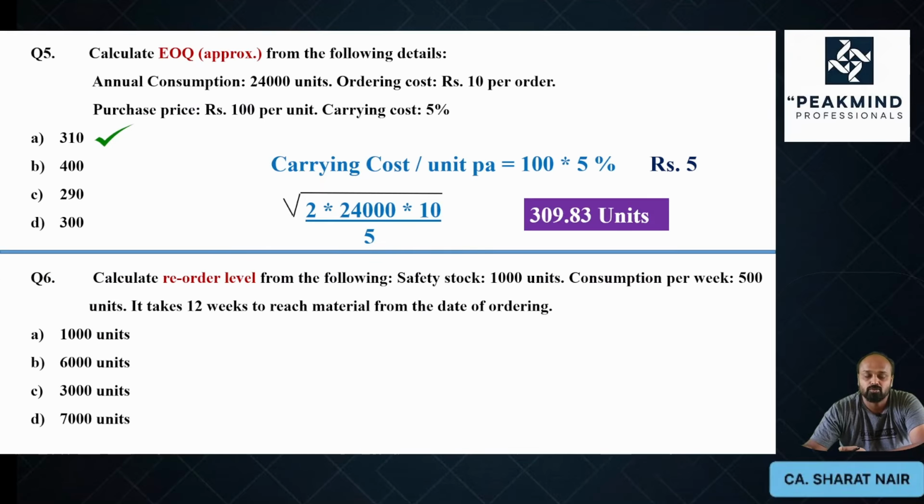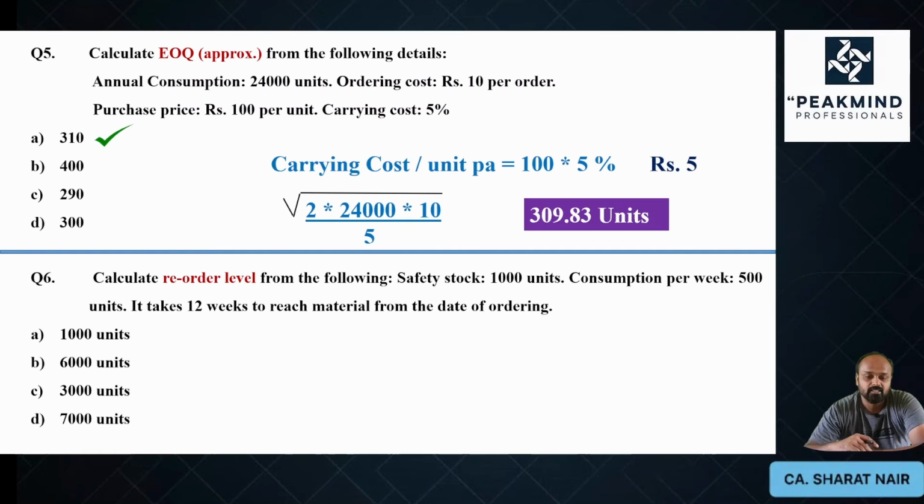Next, let us move on to question number 6. Again, it is talking about reordering level. The given information is safety stock which is maintained, which is 1000. I can also say that is minimum stock which is maintained. Next, consumption per week. The regular consumption per week is 500 units, and it takes nearly 12 weeks normally to get my stock replenished once I order.